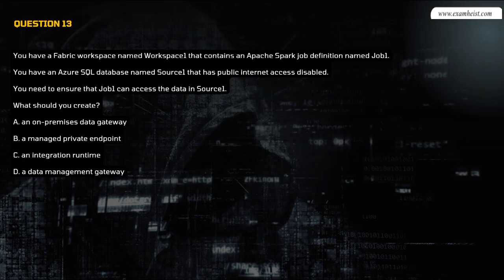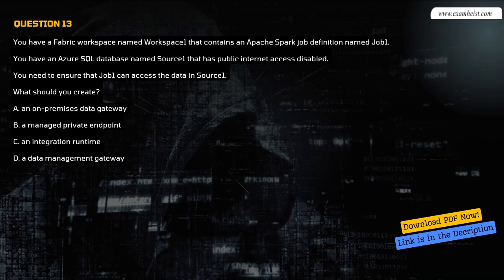Question 13. You have a Fabric workspace named Workspace 1 that contains an Apache Spark job definition named Job1. You have an Azure SQL database named Source1 that has public internet access disabled. You need to ensure that Job1 can access the data in Source1. What should you create? A. An on-premises data gateway. B. A managed private endpoint. C. An integration runtime. D. A data management gateway. Speaking ahead, the correct answer is B.